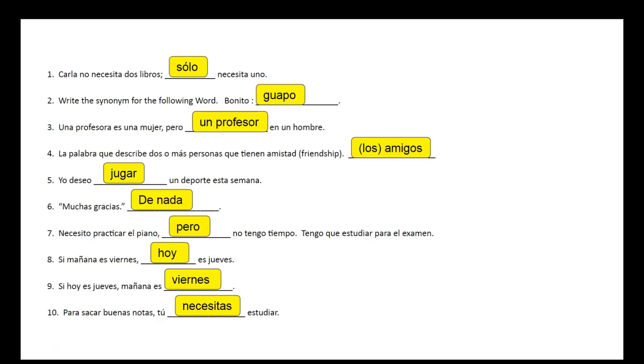Número 8. Si mañana es viernes, if tomorrow is Friday, hoy es jueves, today is Thursday. Si hoy es jueves, mañana es viernes. If today is Thursday, tomorrow is Friday. Para sacar buenas notas, tú necesitas estudiar. In order to get good notes, you need to study.